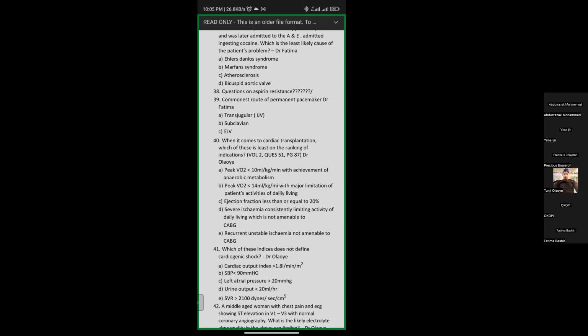Sure. All right. Dr. Fatima, please, can you come again with the routes? You said subclavian, cephalic, internal jugular, and femoral. Yes, the commonest route is subclavian vein. That is number 1. Then number 2 is cephalic vein. Number 3 and 4 are rarely used. Number 3 is internal jugular vein and femoral vein. So these last 2 are rarely used. Okay, thank you.